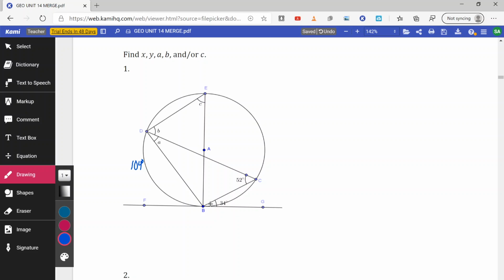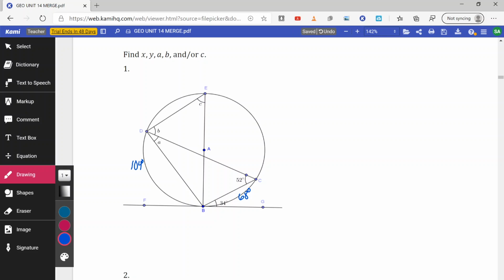Same with down here, we are told we have a chord and a line tangent creating 34 degrees. When I have that scenario, again, the angle formed is half the intercepted arc. So this means B to C is twice 34. So it's going to be a 68 degree arc.